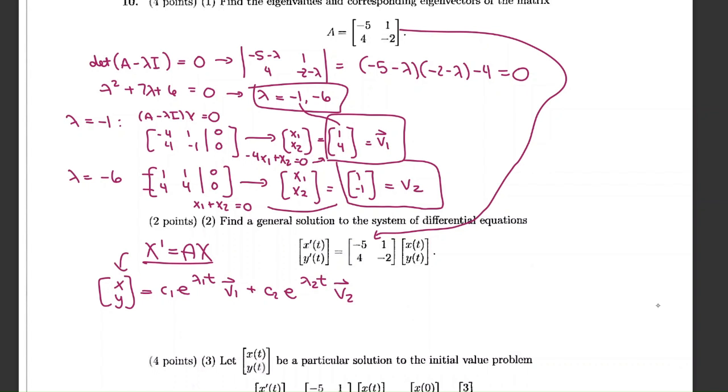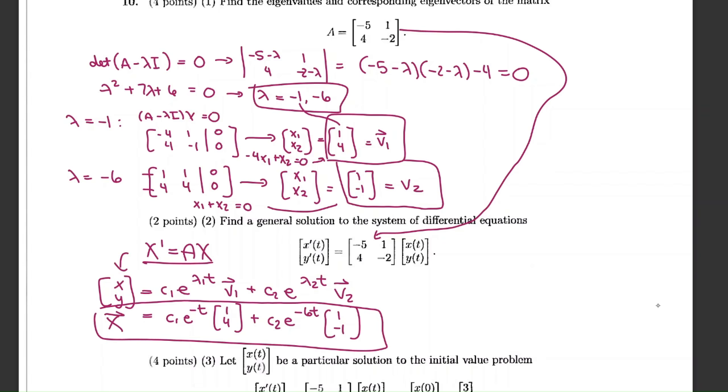So good thing we already have all our eigenvalues. We have c1 e to the negative t times 1, 4, plus c2 times e to the lambda 2 t, which is negative 6t, times 1, negative 1. So this is going to be our general solution. This is the big X that I'm going to denote as x, y. So this is our general solution to this system.